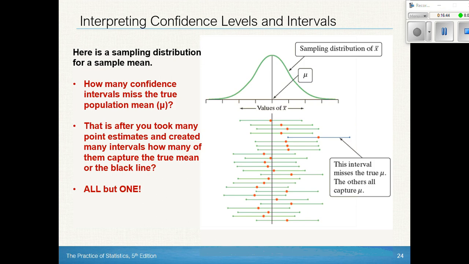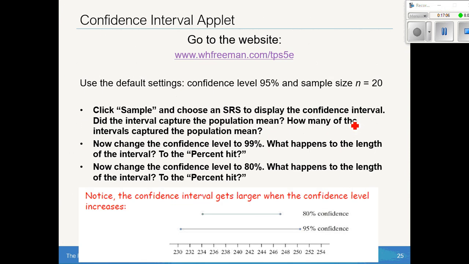All right, so here's a sampling distribution for a sample mean. So we already answered this question. How many confidence intervals miss the true mean? Well, just one of them, okay? Only one was not a good sample. And that's basically saying after you took many, many samples, how many got the black line within the interval? Well, all of them did but one. So 24 out of 25 were good sample collections.